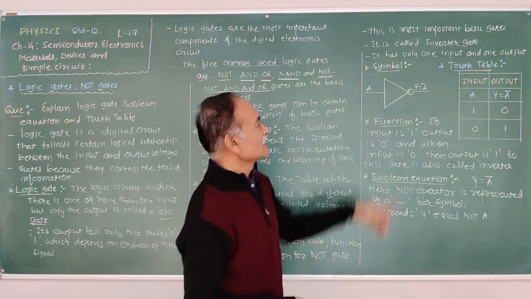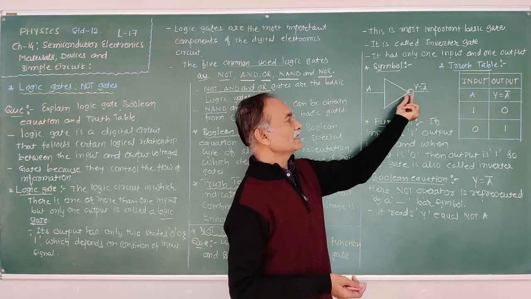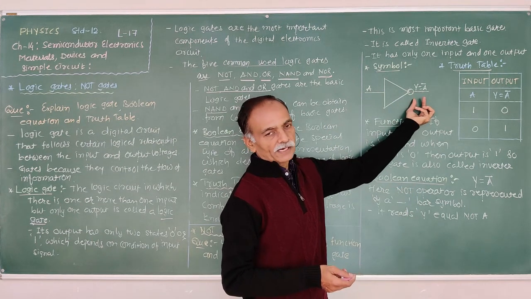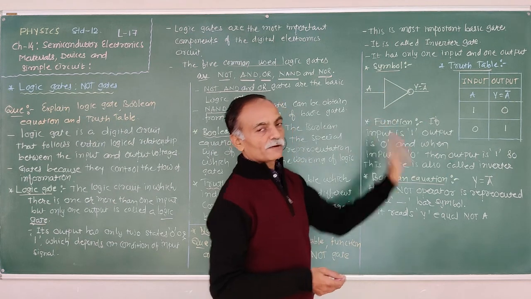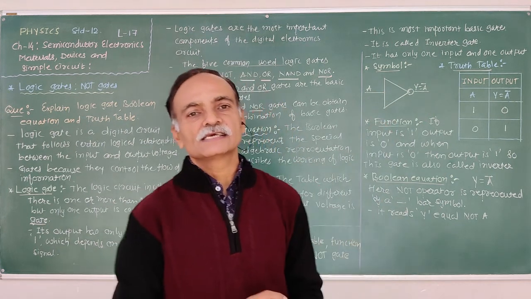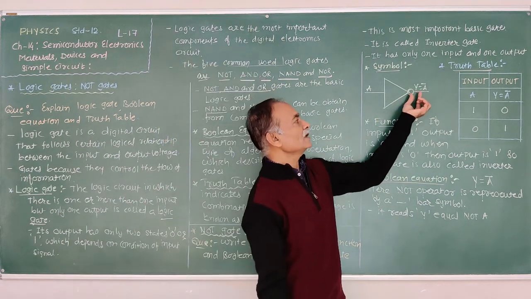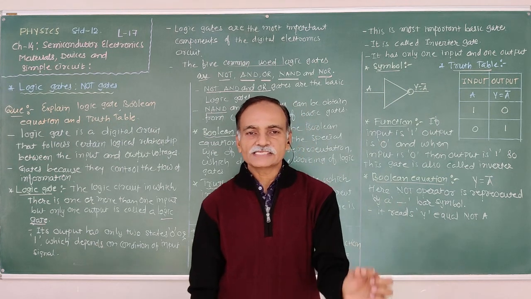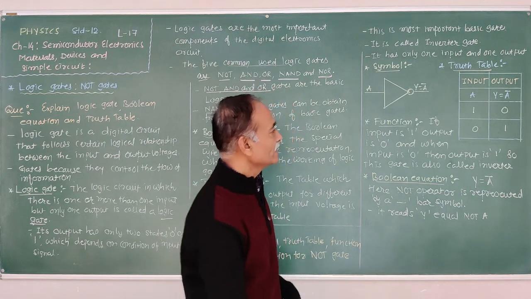The symbol of the NOT gate is shown like this: a triangle with a bubble. There is the input part, there is the output part. So, the input is signal A, and we obtain the output NOT A. That means Y is the output, Y is equal to A bar. The NOT operator is represented by the bar operator or the bar line.